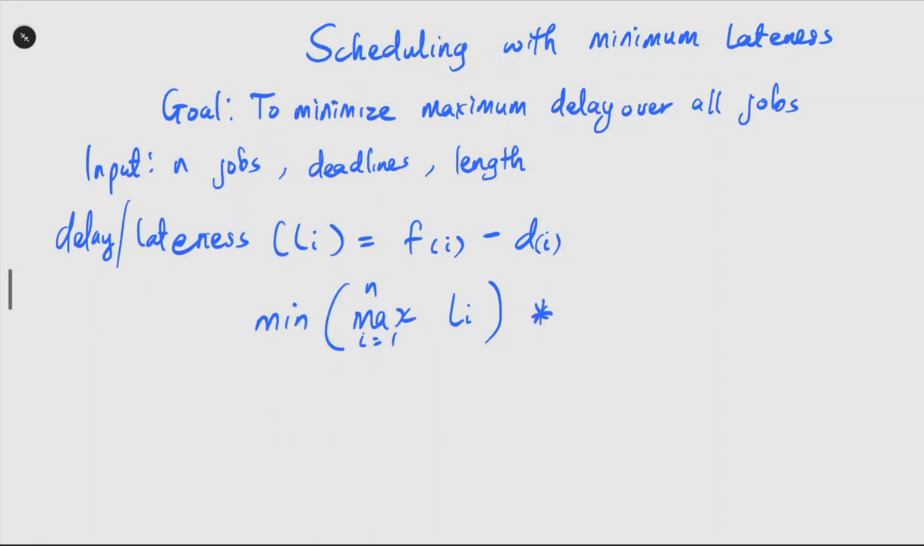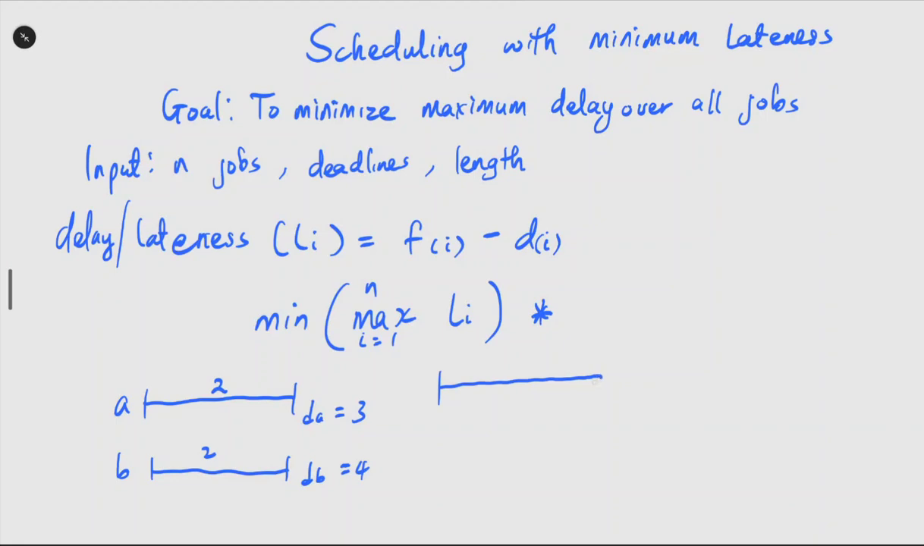I'm going to introduce this with an example. Let's say we have job A that has length 2 and the deadline of job A is 3. Now we have job B that also has length 2 with a deadline at 4.